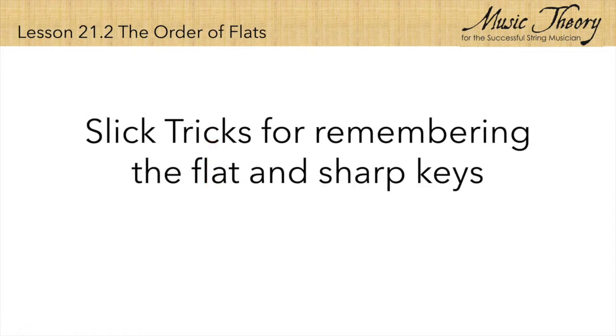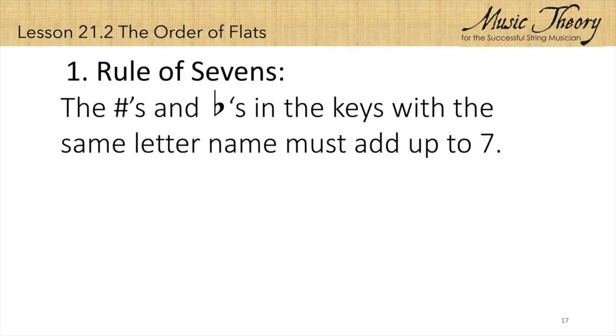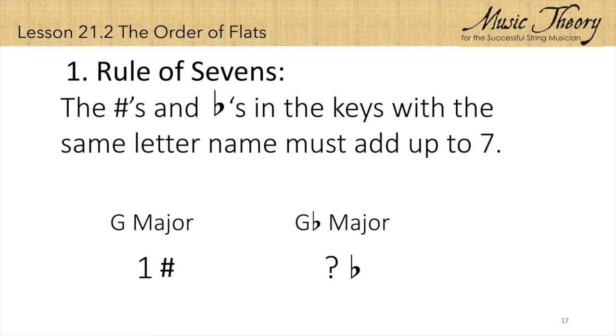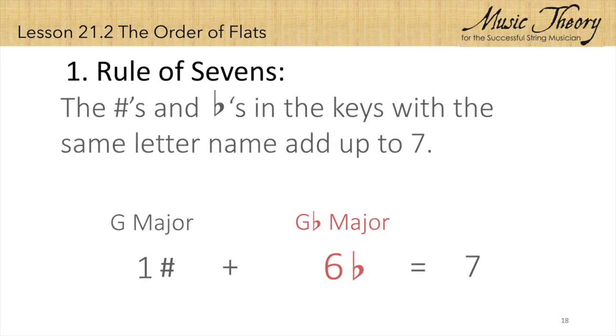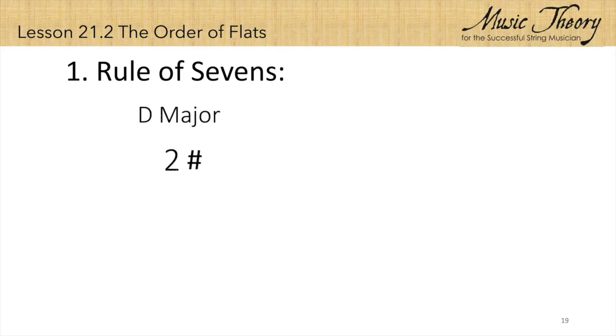Now let's look at a couple cool tricks for remembering the flat and sharp keys. The first trick is called the rule of sevens. The sharps and flats in the keys with the same letter name must add up to 7. For example, we know the key of G major has 1 sharp. So how many flats does the key of G flat major have? Well, if they both must add up to 7, then we know that the key of G flat must have 6 flats.